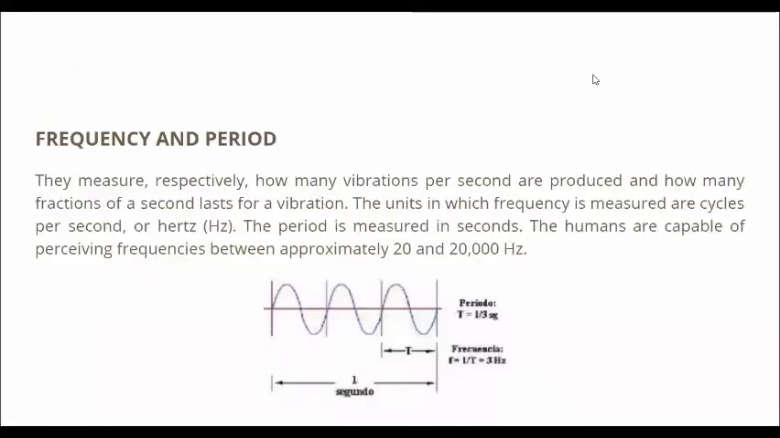envelope. The frequency and the period are two concepts that represent the same physical phenomenon and that are inversely related. They measure, respectively, how many vibrations per second are produced and how many fractions of a second last for a vibration. The units in which frequency is measured are cycles per second, or hertz. The period is measured in seconds. Humans are capable of perceiving frequencies between approximately 20 and 20,000 hertz.